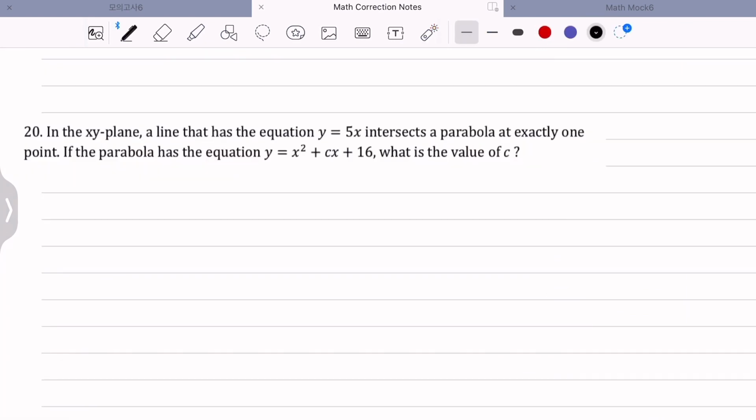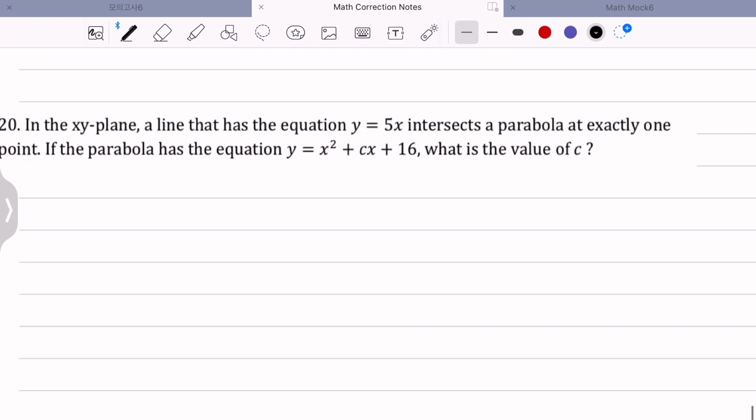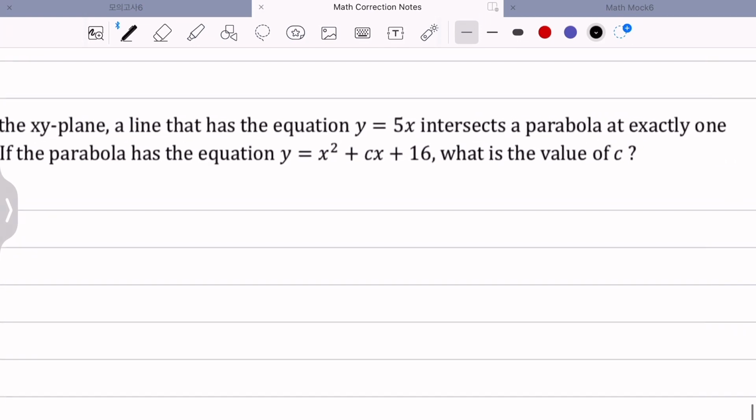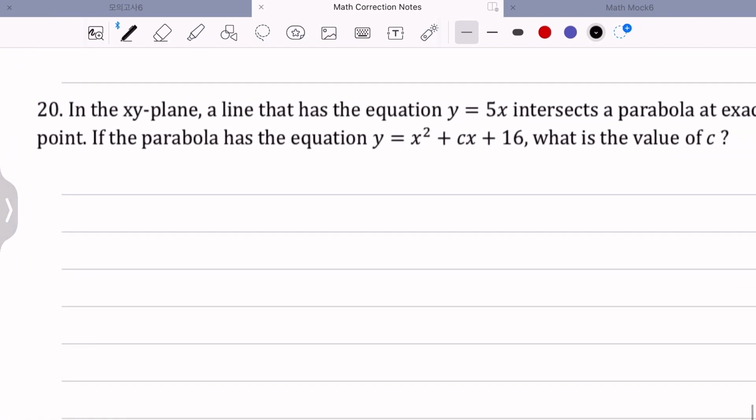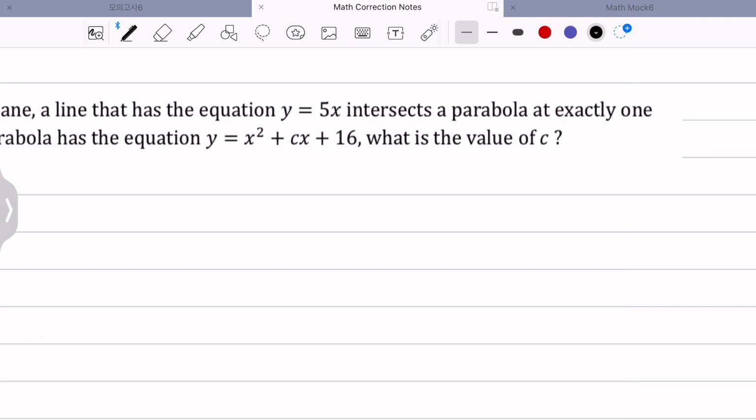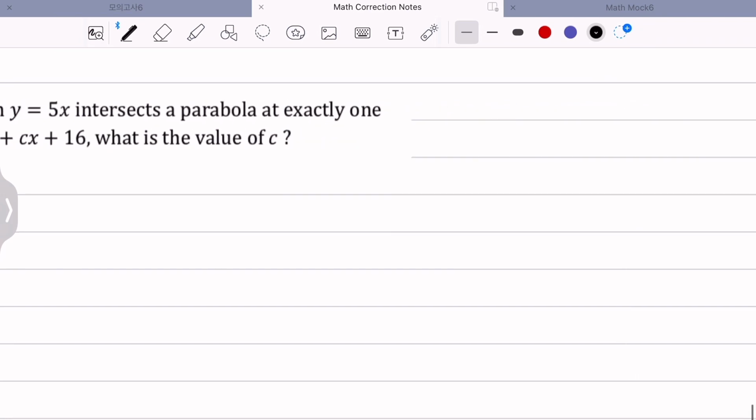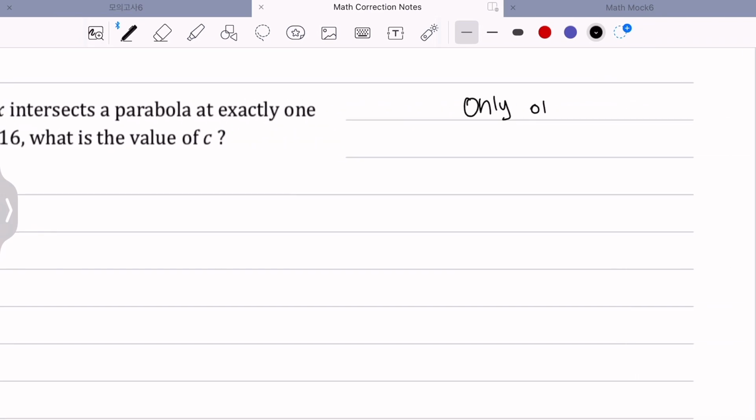Question 20. I think this is pretty tough. In the xy plane, a line that has the equation y is 5x intersects a parabola at exactly one point. If the parabola has the equation y equals x squared plus cx plus 16, what is the value of c? So when you say the parabola and the linear equation have only one solution, it would look something like a parabola and a linear graph intersecting at the vertex.